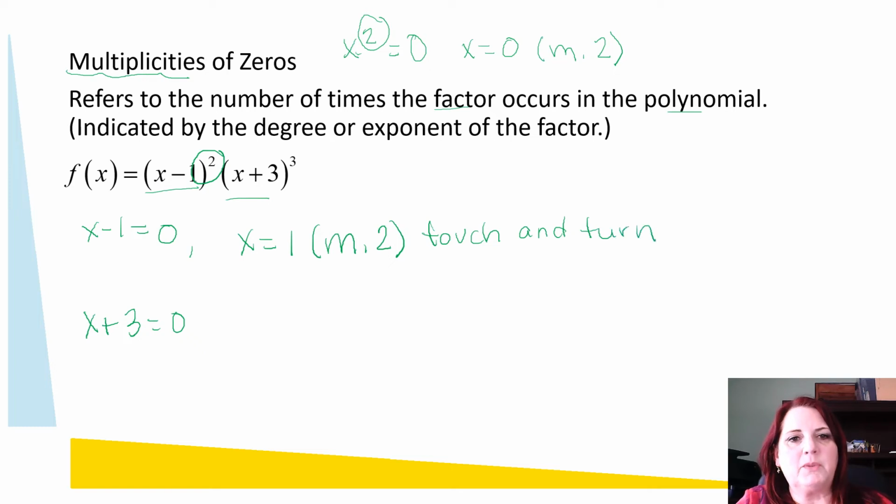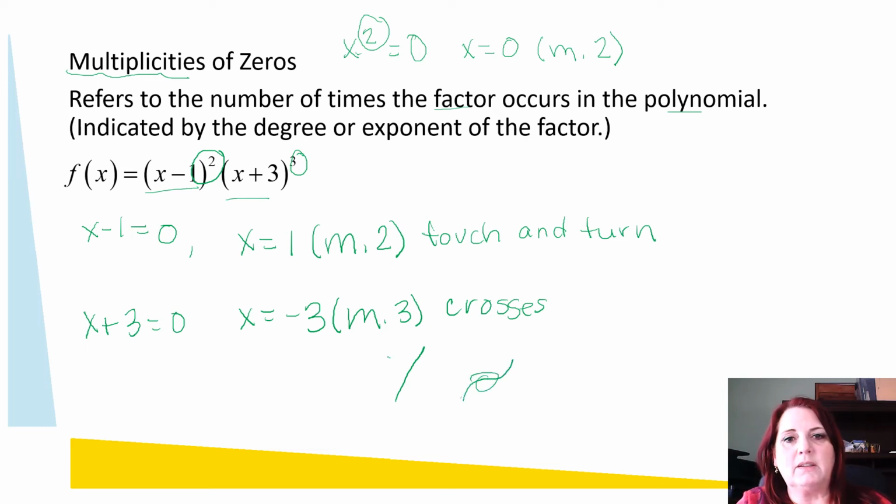The x plus 3 gives us x equals negative 3, and that has a multiplicity of 3, which means it's going to cross the graph. But instead of just crossing straight up, that would be a multiplicity of 1, it's going to have a little curve to it to indicate that it's a little bit greater multiplicity than just 1.